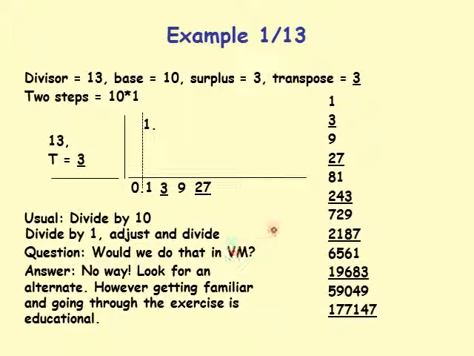Question: would we do something like that in Vedic math? We were trying to simplify as much as possible. It doesn't look like simplification here because there are so many carries, positive and negative, 2-digit values in the quotient, 3 digits negative, 3 digits, 4 digits negative, and so on. No way. Look for an alternative. However, getting familiar and going through the exercise is educational. We will try to expose the issues involved in the transpose and apply method of division.